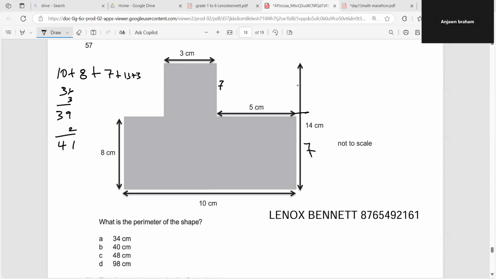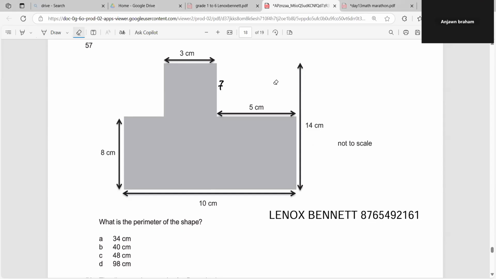So, sir, as you can see, on the right hand side is 14 going up, and on the bottom is 10 going across. So when you add that, that's 24. And if you do it on the left hand side, that would be 38. And then we add the 3 at the top.